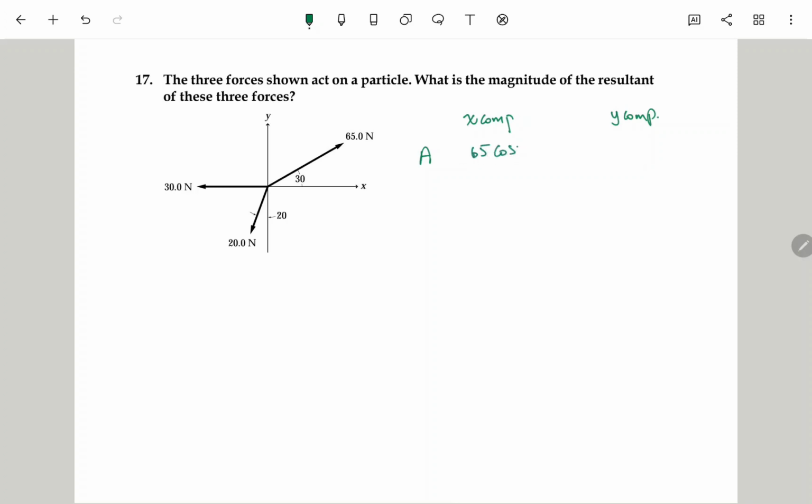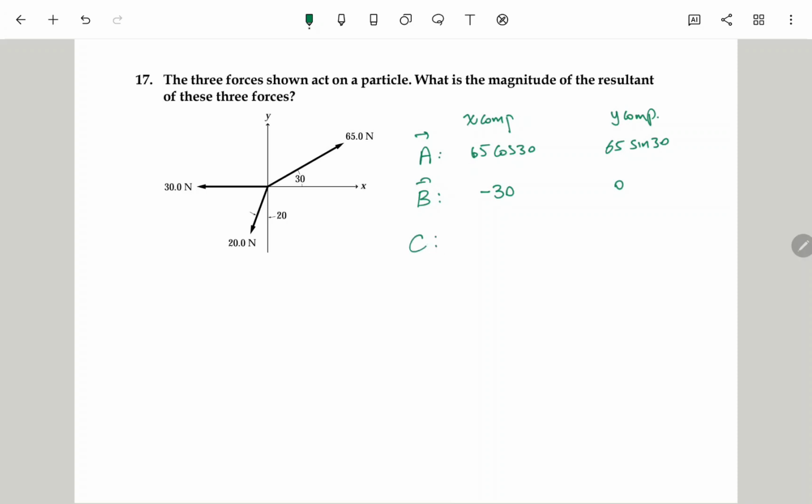Now vector A has x and y components, or 65 cosine 30. Remember, the one with the angle takes the cosine, the one without the angle takes the sine. 65 sine 30. And again, remember the direction of the arrow in this case, it's positive x-axis and positive y-axis. B, this one here, is actually minus 30. This is B, and no y component for B.